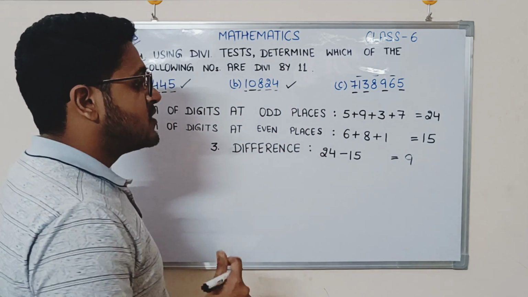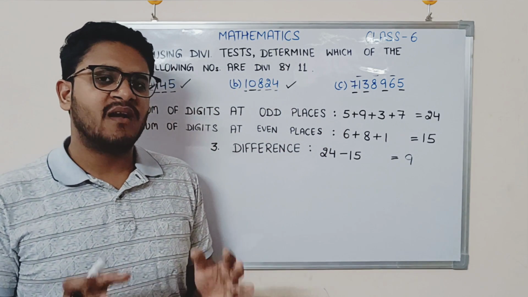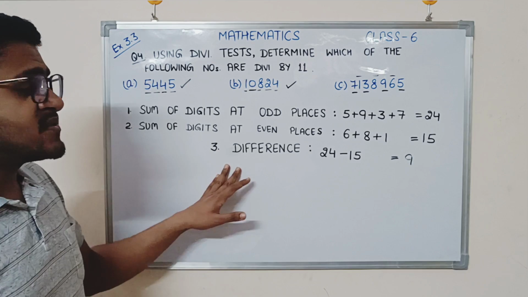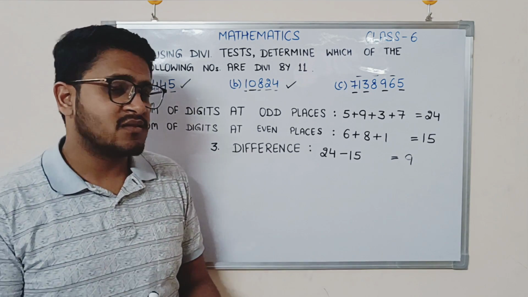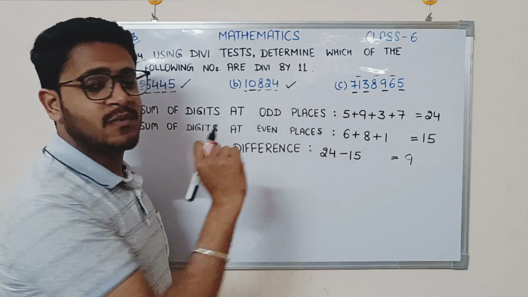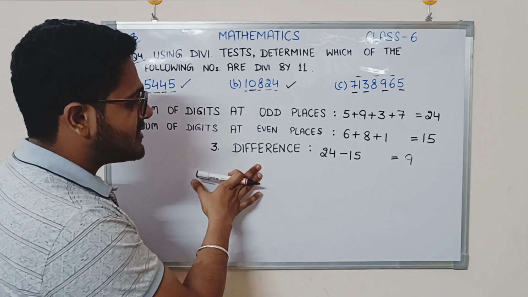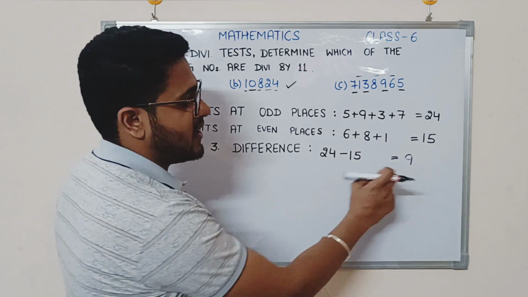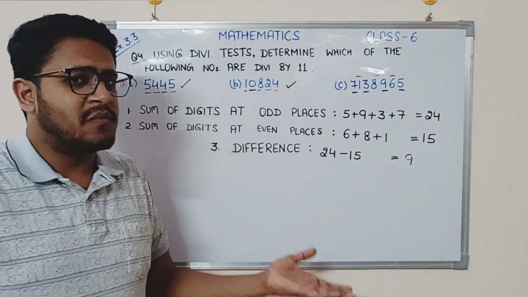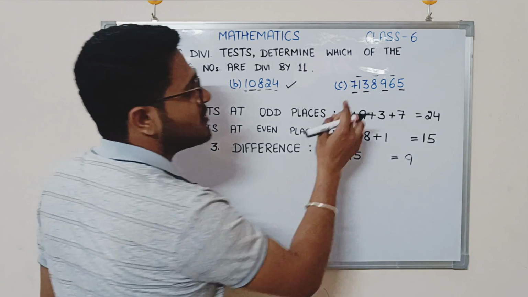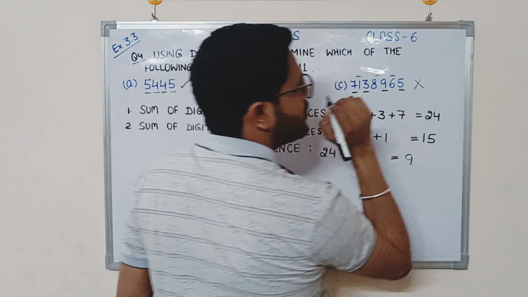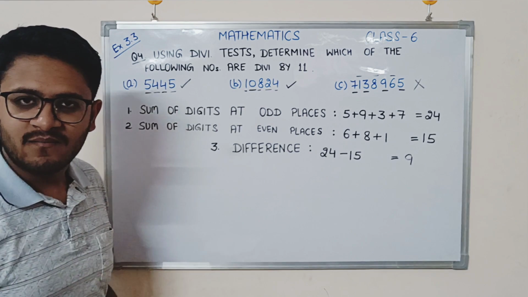9. Okay. So as per the divisibility test for 11, if this difference is either 0 or a multiple of 11, then only the number is divisible by 11. But in our case, the difference is 9, which is neither 0 nor a multiple of 11, right? Therefore, this whole number is not divisible by 11.